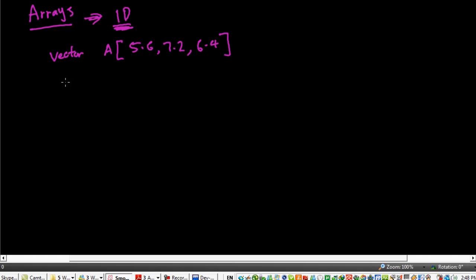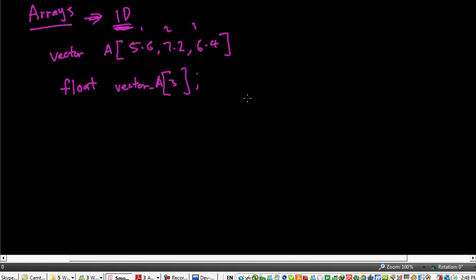Now, to initialize an array, to create an array, you use the same data type like float, because we have decimals in here. Then the name of the variable, call it vector A, and we need 1, 2, 3 spaces, so 3. There you have it. You've just created an array.